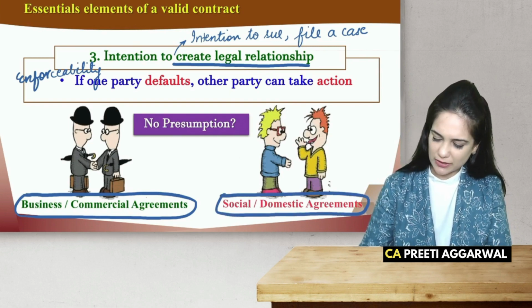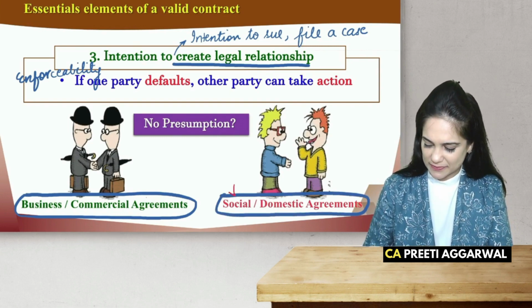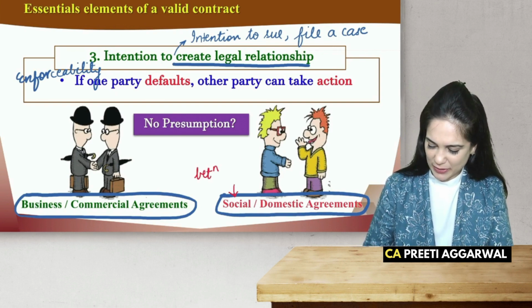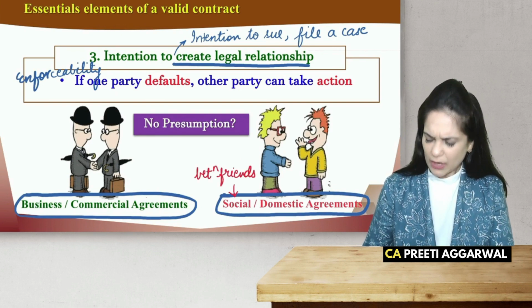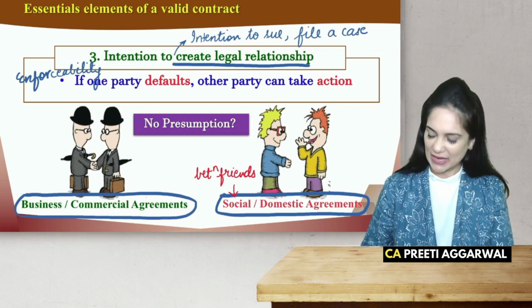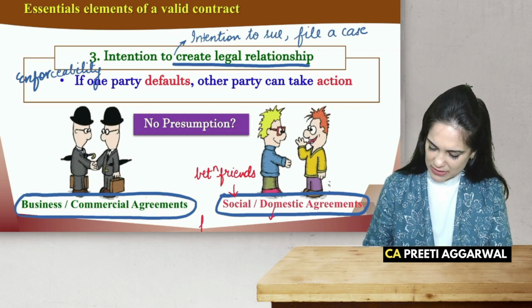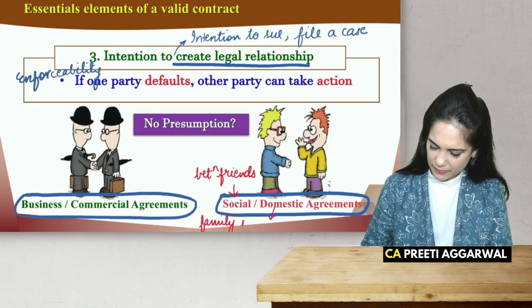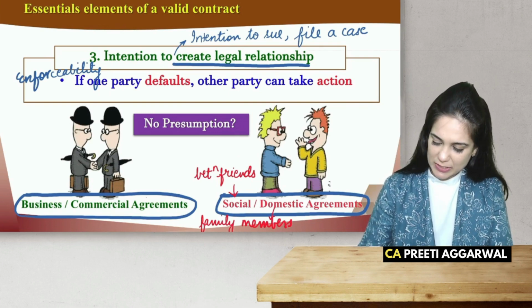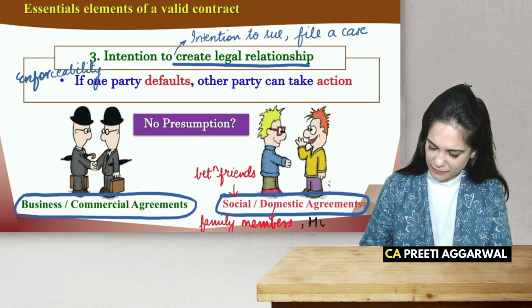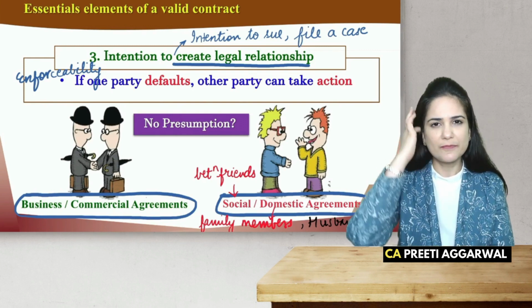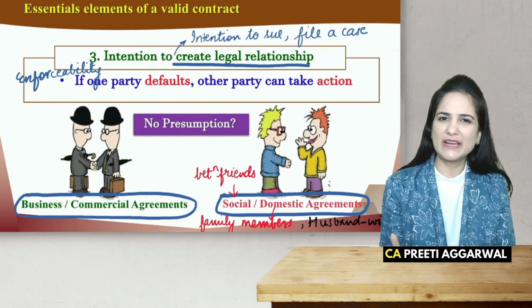What is the meaning of social? Social includes between friends. Correct. Between friends. What about domestic? It is between family members. Agreements between husband and wife. Yes, husband and wife. Between father, son, mother, daughter. There is no intention to file a case.